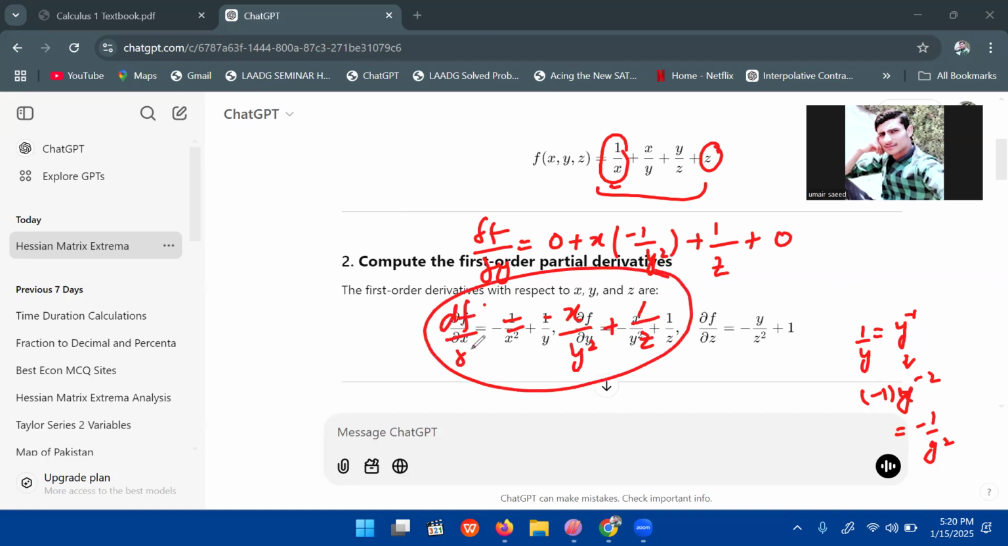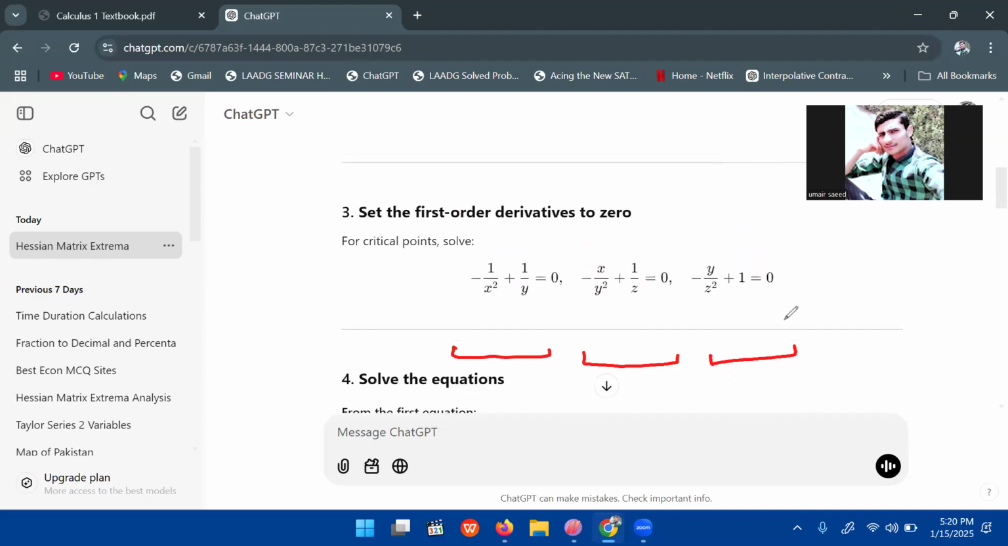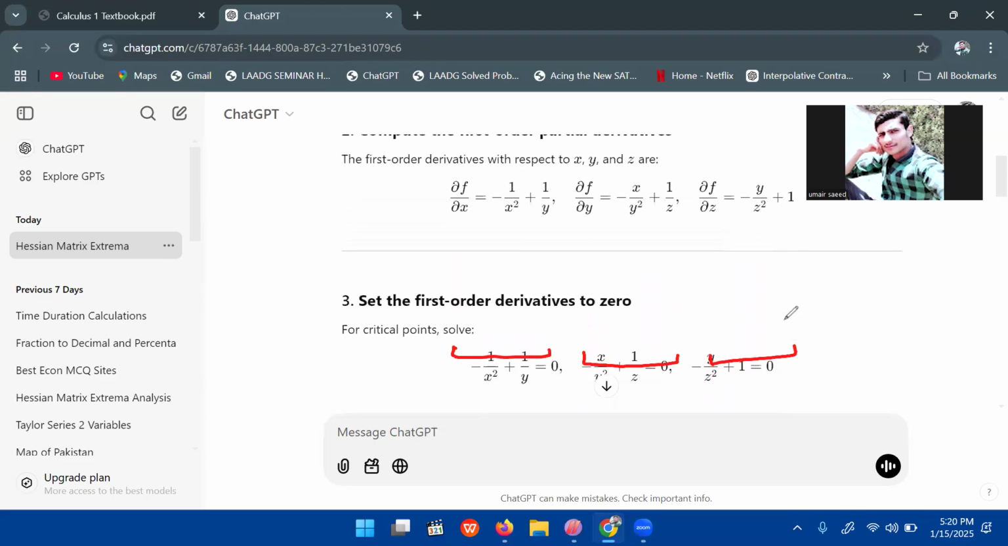In a similar way, we find the partial derivative with respect to z. You can see on your screen: this is the partial derivative with respect to x, similarly this is the partial derivative with respect to y, and this is the partial derivative with respect to z. After finding these three derivatives, we have to put these three derivatives equal to 0.